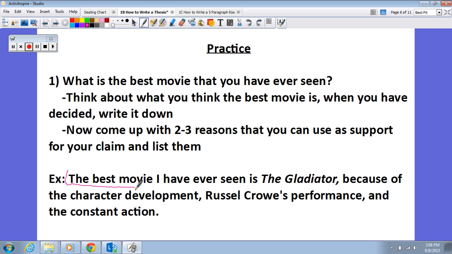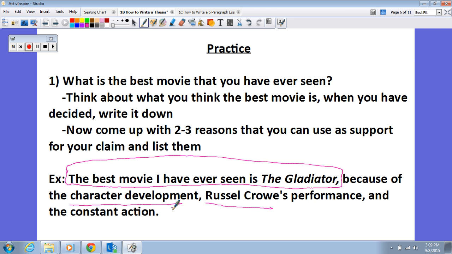So the first part here is where I restate and answer the question. And then the second part here are my reasons. Character development, Russell Crowe's awesomeness, and constant action. So those are my reasons. Real simple. But again, this is very specific. It answers the question and gives specific reasons. That's why it's a good thesis statement.